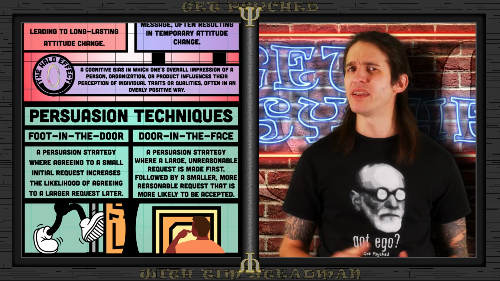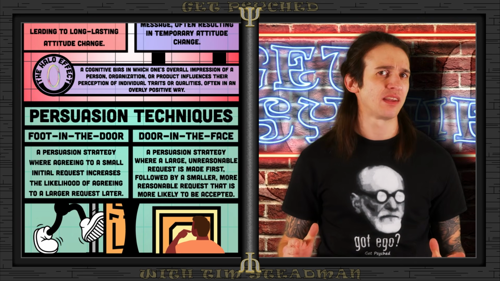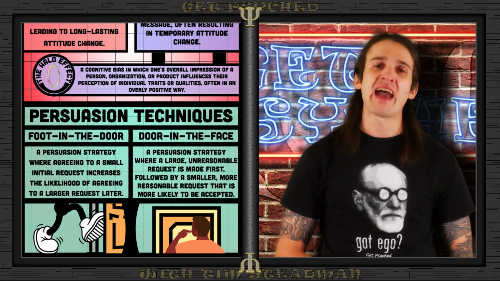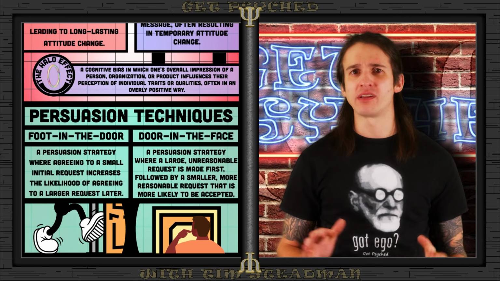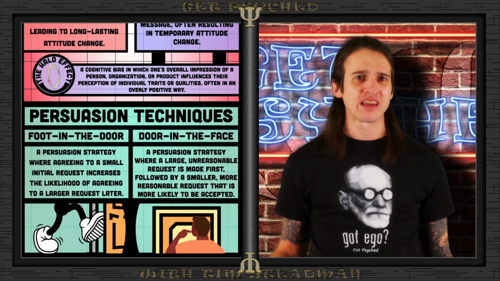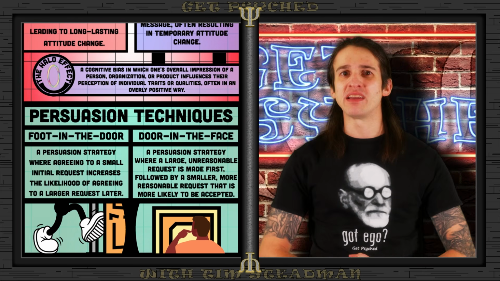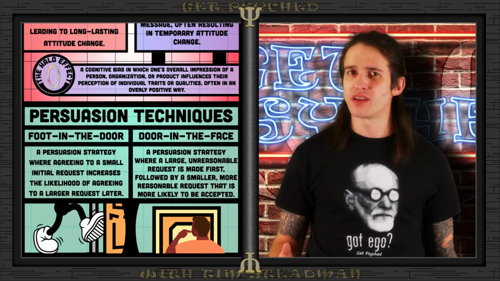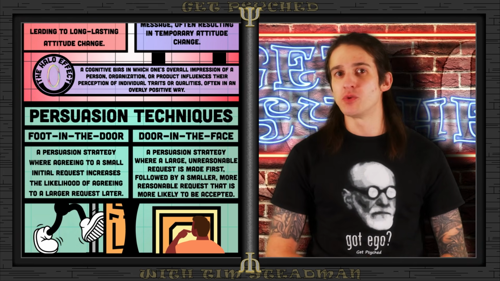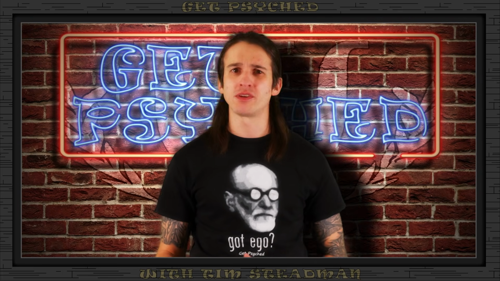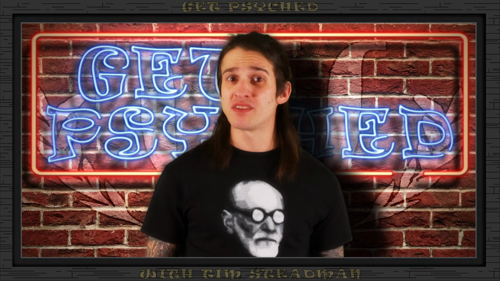Here, you start with a big request that you know will get rejected, then you follow it up with a smaller, more reasonable request. This is like asking your parents for a $100 allowance increase, and when they say no, you're crazy, get out of here with that nonsense, you counter it and say, how about you give me an extra $20 instead? The second request feels more manageable by comparison, even if it's still more than what you were originally getting. So whether it's appealing to logic, playing on emotions, or using smart techniques, persuasion is everywhere.